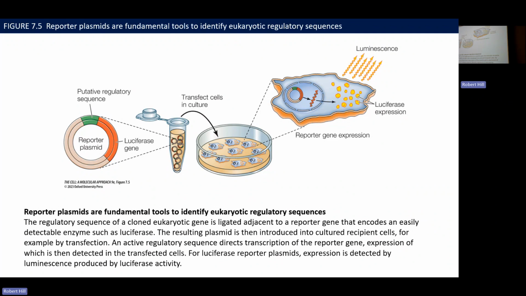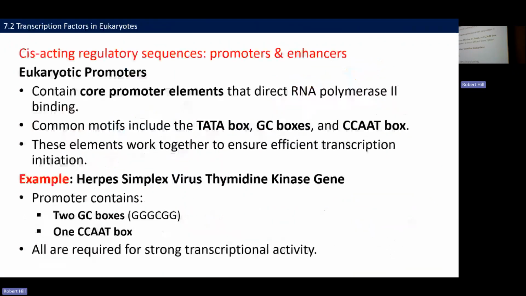You don't even have to use a microscope. You could just take the cells and put them into a luminometer. It's a lot cheaper than a fluorescent scope. And you can detect that signal because the cells glow so brightly. It's a very strong signal.